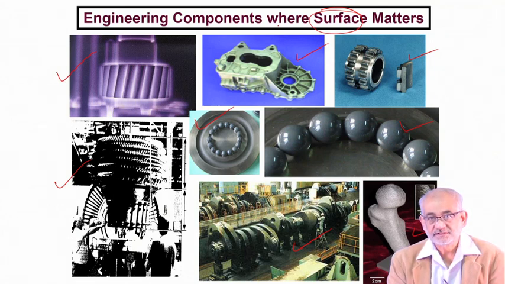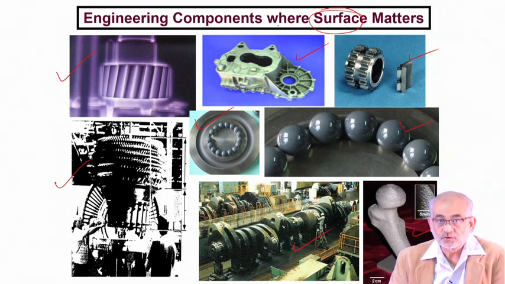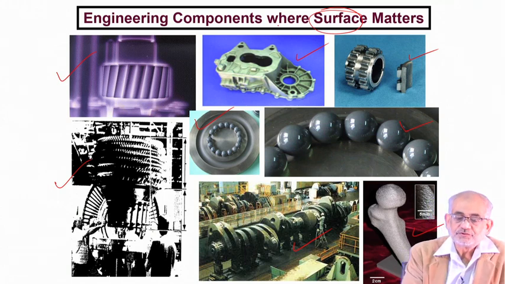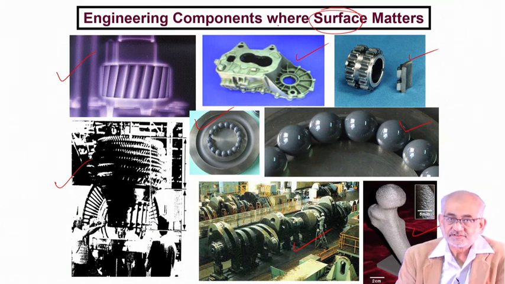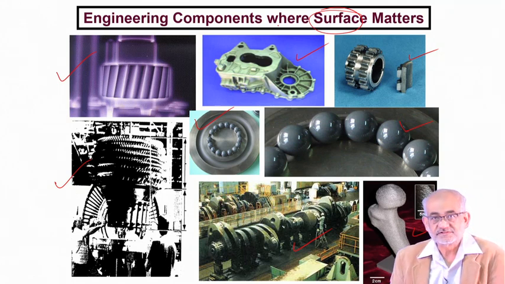So the surface always undergoes failure, or is prone to undergo failure, before the core of the material does. So we need to take care of the surfaces. We need to protect the surfaces against wear, friction, corrosion, oxidation, and various other kinds of surface damage.